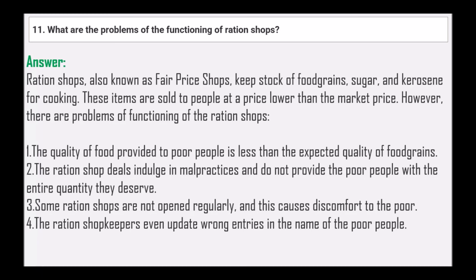The quality of food grain is very poor, very low quality, which is given. The ration shop dealers indulge in malpractices and do not provide the poor people with the entire quantity they deserve. Some ration shops are not opened regularly and this causes discomfort to the poor. The ration shopkeepers even make wrong entries in the name of the poor people. So these are the problems which the poorest people are facing due to the ration shops.